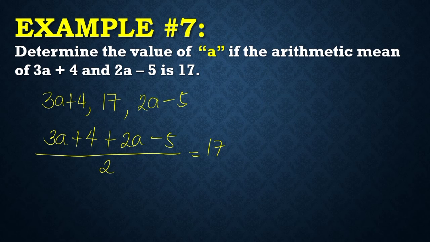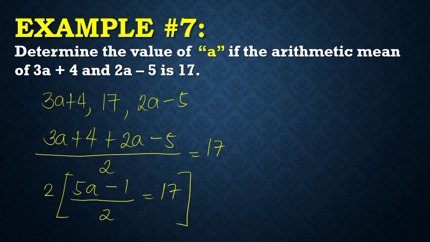Now, combine like terms, 3a tsaka 2a, that is 5a. 4 minus 5, that is negative 1, all over 2 is equal to 17. And then, i-multiply natin yung whole equation by the LCD, which is 2. And then, rewrite natin dito. So, makakancel yung 2 kasi may common factor sila na 2. Pareho lang din naman yung number. Magiging 5a minus 1 is equal to 2 times 17, of course, that is 34.